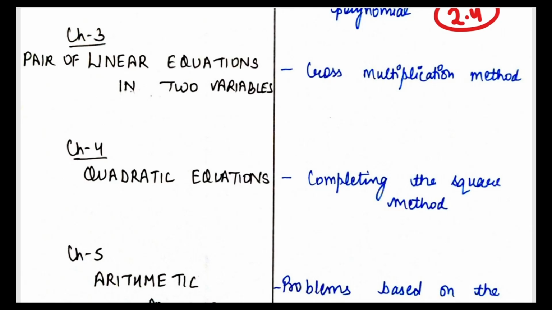In chapter 3, the cross multiplication method is removed. You only have to do elimination and substitution method. This method is removed. You will not get questions from this method.